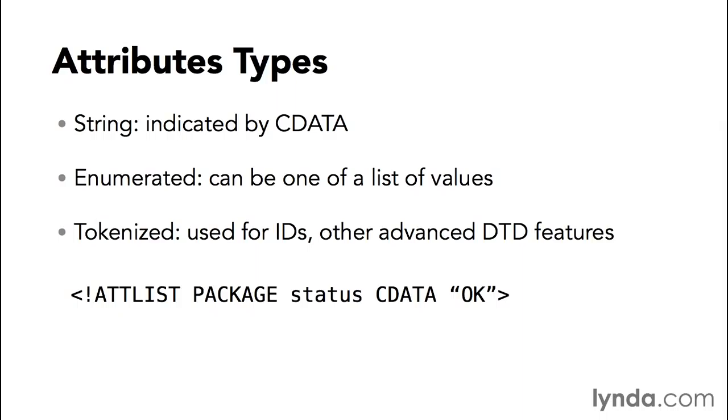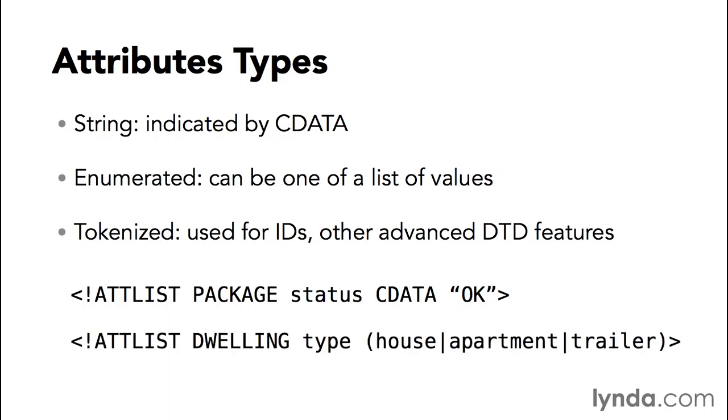Now, of course, because this is a string type and there's no other constraints on it, you could put other values in there as well, but this is a way of telling the XML processor that if a certain attribute is not included and there's a default value and someone asks for it, this is the value they should get back. An enumerated type looks like this.